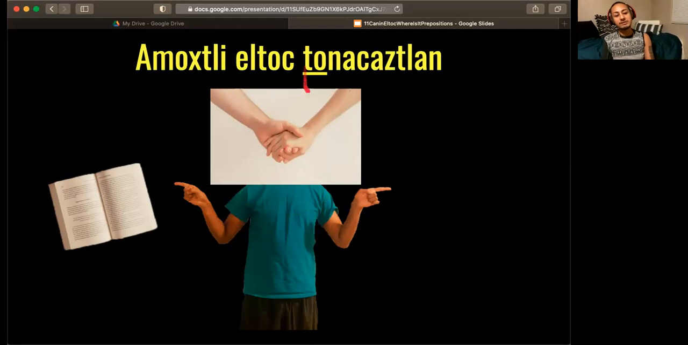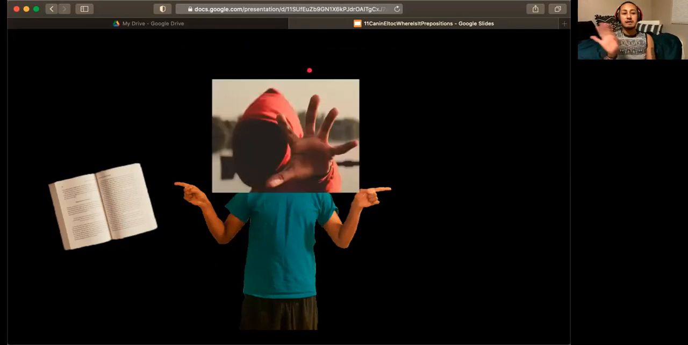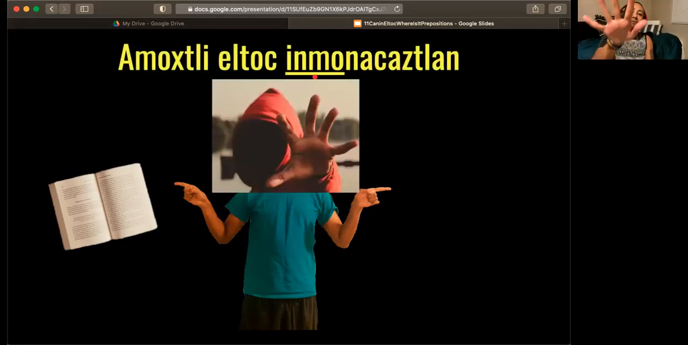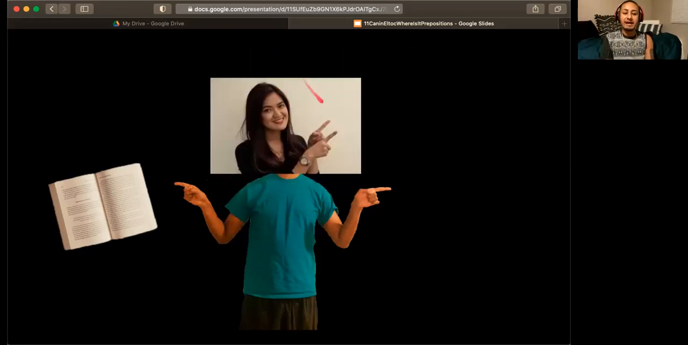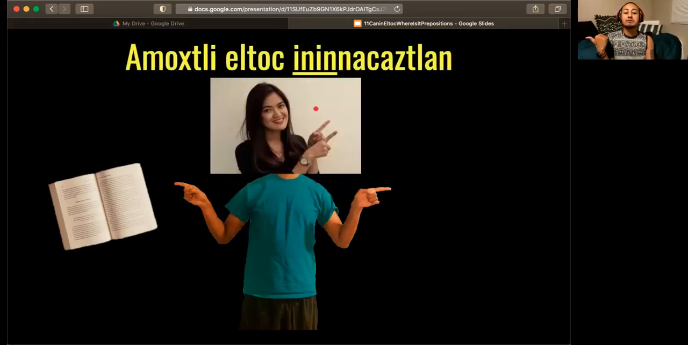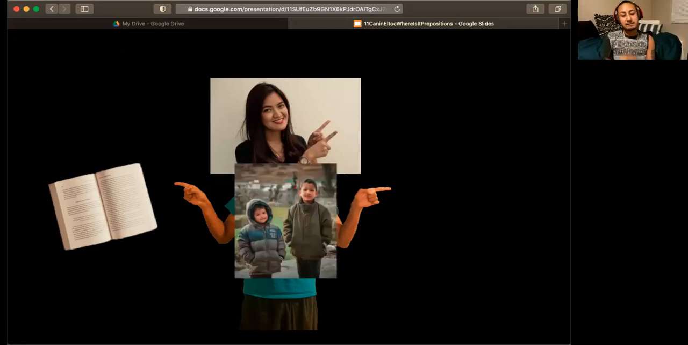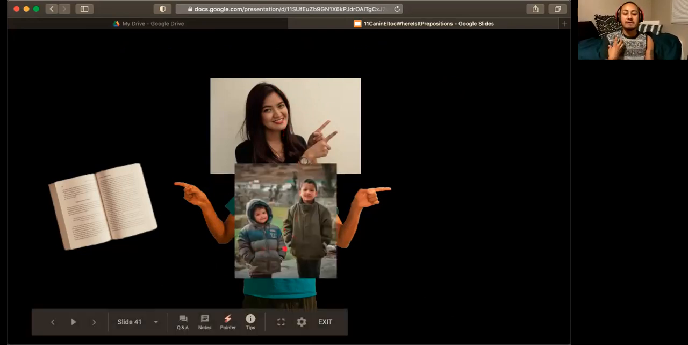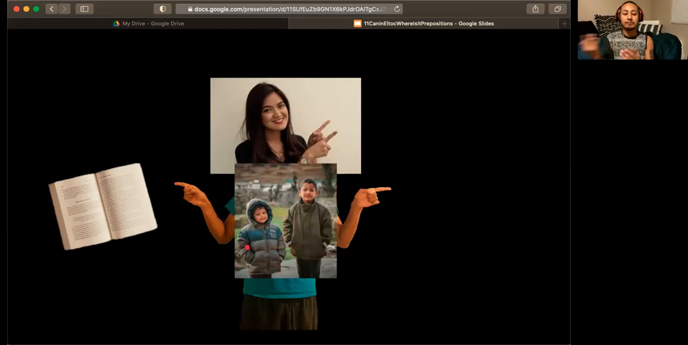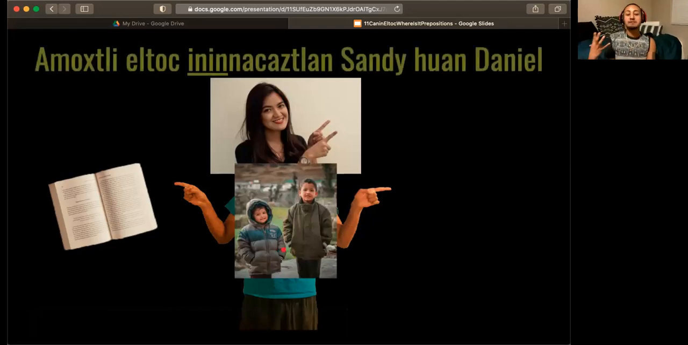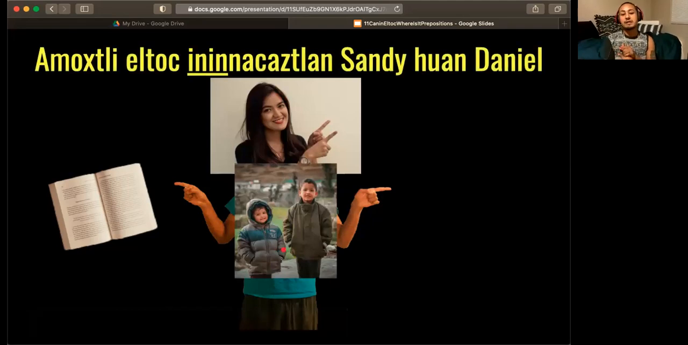So literally all we're changing is the prefix. For y'all, amoshli eltoc in monakastlan. And for them, it'd be Amoshli eltoc inin nakastlan. All right, same thing with they. If you have a group of two or more people, and you want to talk about them, that it's next to them, we would add their names if you know their names. Okay, so Amoshli eltoc ini nakastlan Sandy Juan Daniel.